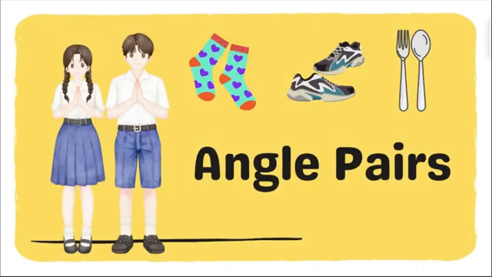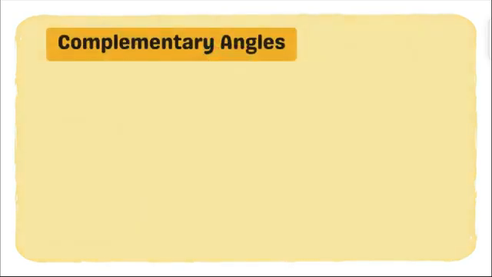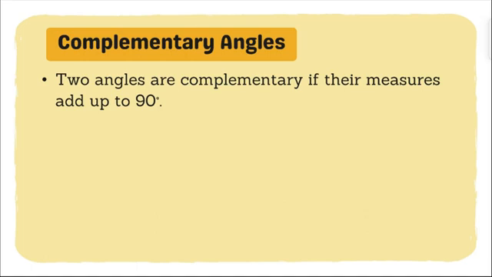So we all know that in real life, madami tayong nakikitang mga pairs like pair of socks, pair of shoes, spoon and fork, a lot of pairs that we can see around us. At sa angles, meron din. And we call these angles, our first pair is what we call a complementary angles. Ano tong complementary angles? Now, let us see the definition. Okay? Two angles are complementary if their measures add up to 90 degrees.